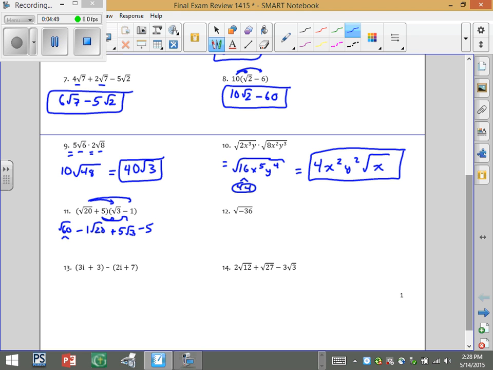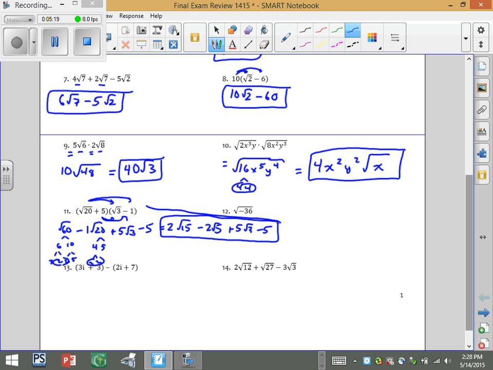And then let's see if we can break anything down. So this will be 6 times 10, 3 times 2, and 2 times 5. So I could end up pulling 2 root 15 there. 20 is 4 times 5, so there's 2 times 2, so do minus 2 root 5, and then plus 5 root 3 minus 5, and none of those will simplify any further, and we can't combine anything else, so that's it for number 11. Sorry that it kind of ran into 12.